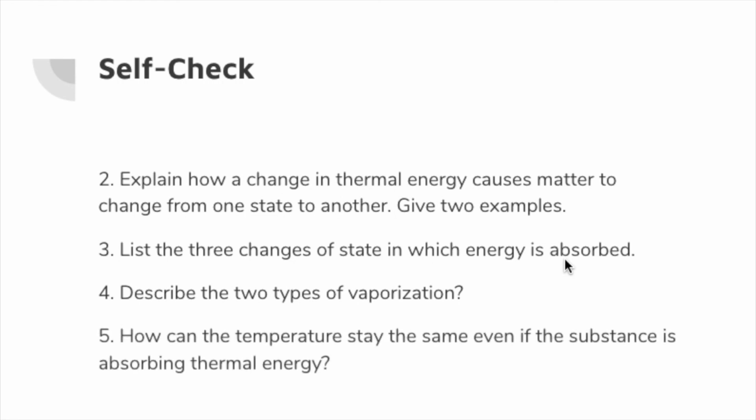Number 5, think critically. How can the temperature of a substance remain the same even if the substance is absorbing thermal energy? The temperature remains the same because the absorbed energy is being used to break those attractive forces between the particles of the substance as that change of state happens. So here's where you have the difference between your freezing point and melting point, your vaporization and condensation. That change of state is happening because that energy isn't going into raising or lowering the thermal energy, it's actually going into breaking those attractive forces between the different types of material, whether you have liquid, solid, or gas.